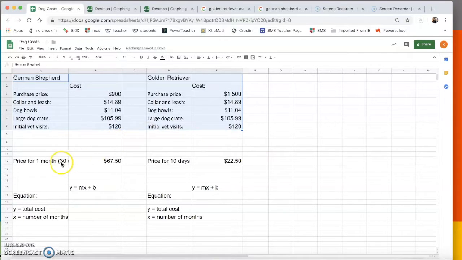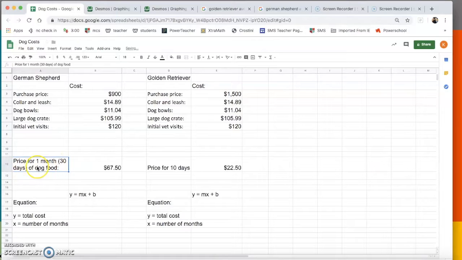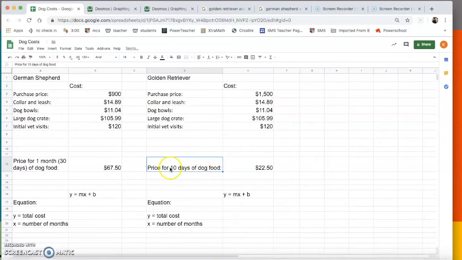It's the same information. And then I would show students things like down here, you can see that the price for 1 month, the words are cut off. So I'd show them to go up to formatting, and I could choose to wrap the text. So now it displays all the information. The price for 1 month or 30 days of dog food is $67.50. The same thing happened over here where it was cut off, and maybe I'd show them a different skill where they could click on the end of the column, double click, and then it would extend the cell so that you could see all of the words. So right there you're showing them some things on a Google spreadsheet.